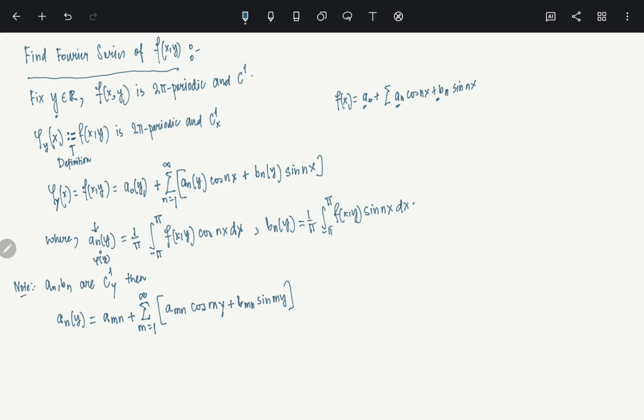What am I doing again? This is a new function, right? a_n of y and b_n of y are two new functions, and they are continuously differentiable with respect to y. Of course, they are going to be periodic also, because f is 2pi periodic, so a_n of y is 2pi periodic. So we can talk about Fourier series. The Fourier series of a_n of y is given like this, and similarly the Fourier series of b_n of y can also be written.